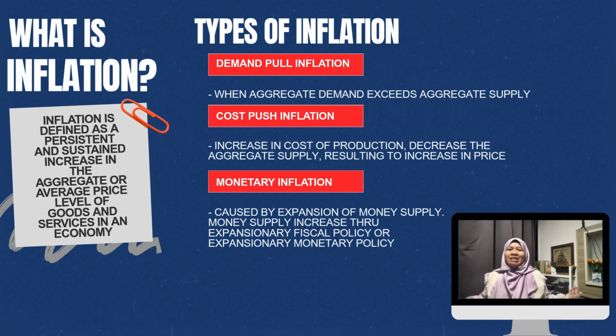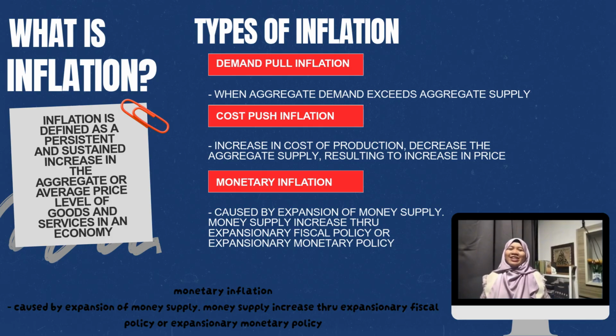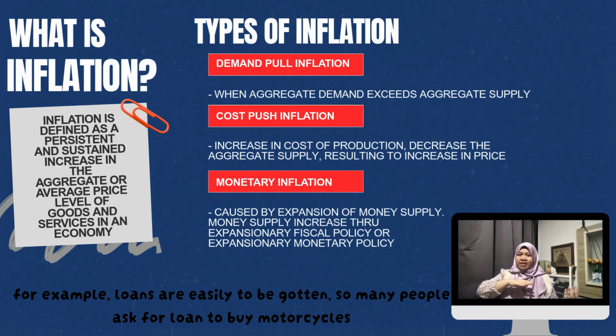What is monetary inflation? Monetary inflation is caused by expansion of money supply. Money supply increases through expansionary fiscal policy or expansionary monetary policy. For example, loans are easily gotten, so many people ask for loans to buy motorcycles.